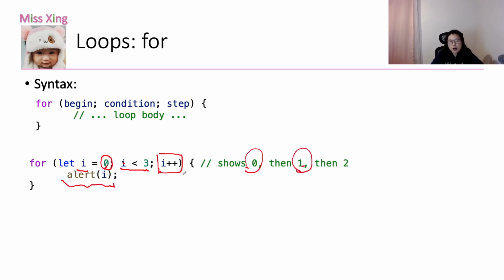And after 1, it will go back to do the step, which is 1 plus plus becoming 2. Then it goes back to the condition checking. 2 is less than 3, it's true. Then it executes the body, and you will see 2 being printed. Then we do the step, which is 2 plus plus, becoming 3, and i equal to 3 is not less than 3, right? So it will exit from this for loop, and we don't have anything after the for loop, so our program exits. Okay, now let me show you the code.